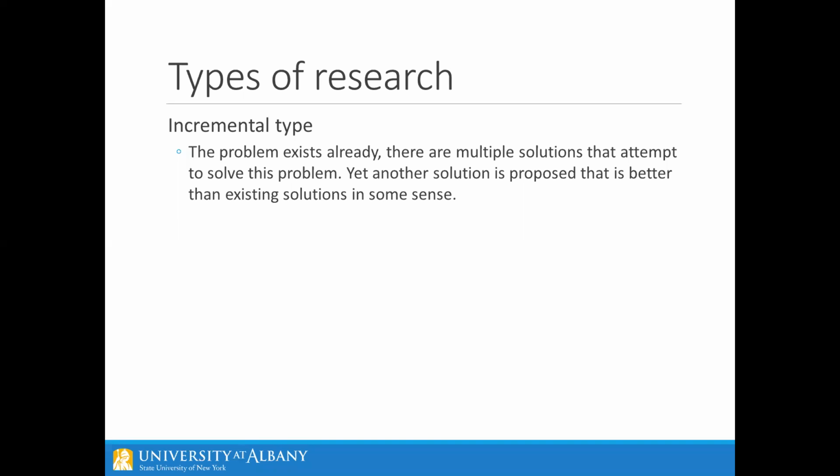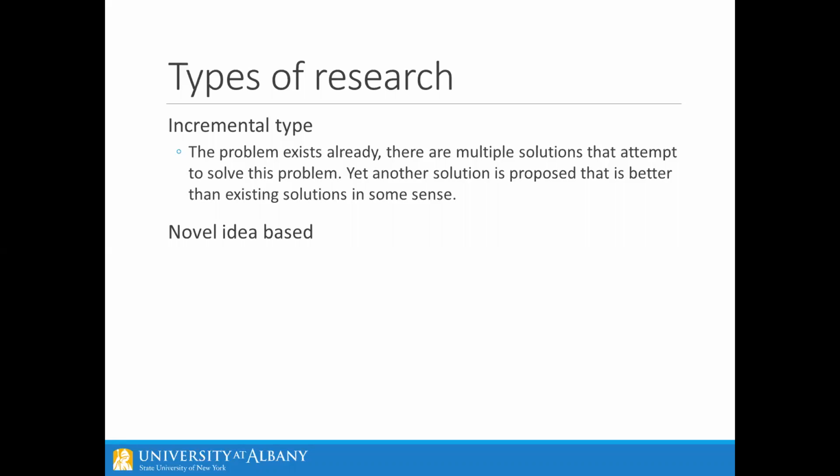a problem already exists, and there are multiple solutions to solve that problem, and you are coming up with yet another solution, and you are analyzing and experimenting with that solution, and establishing that this solution is better than existing solutions in some sense. So you are doing some sort of incremental research. There are 100 solutions that already exist to solve a problem, and you are presenting the 101st solution, which is better in some sense compared to the existing 100 solutions. Okay, so that is an incremental type of work.